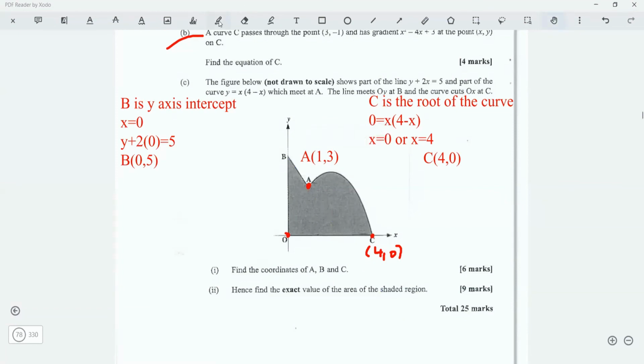Now let's see, this is the line. If we integrate the line from 0 to 1, that would give us all of this area. Then if we integrate the curve from 1 to this point, that gives us the rest of this area. But why is it 9 marks? That's easy. That's crazy. They're giving us 9 marks for nothing.